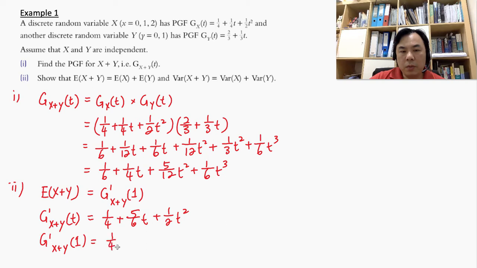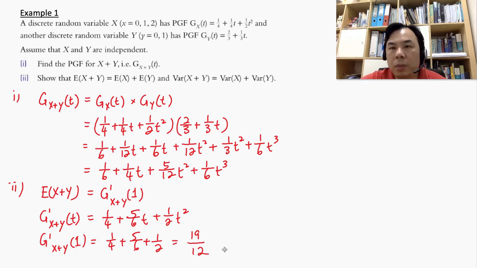We would have 1/4 plus 5/6 here, plus 1/2 there, right? So let's see what we have here. So 3 over 12, 8 over 12, 6 over 12, so that is 3 plus 8 is 11, plus 6 gives 17... so it's 19 over 12 there. Right, so I hope that is correct. And then therefore the mean for the sum of x and y must be equal to 19 over 12 then.